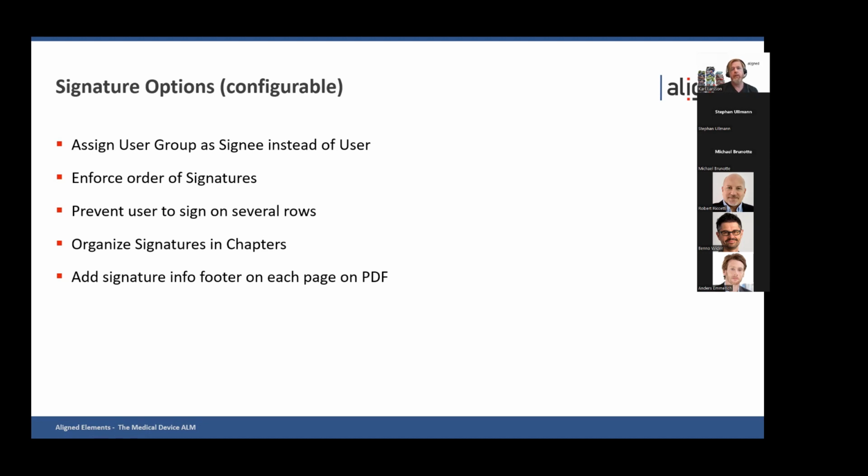You can also now decide whether a particular user has the possibility to sign on several rows. For very, very small companies, it's often the case that one particular person has several roles, and you can end up in a situation where one person then signs in the capacity of different roles. And now you have the possibility to switch off this behavior to ensure that no user signs on more than one row in the signature.